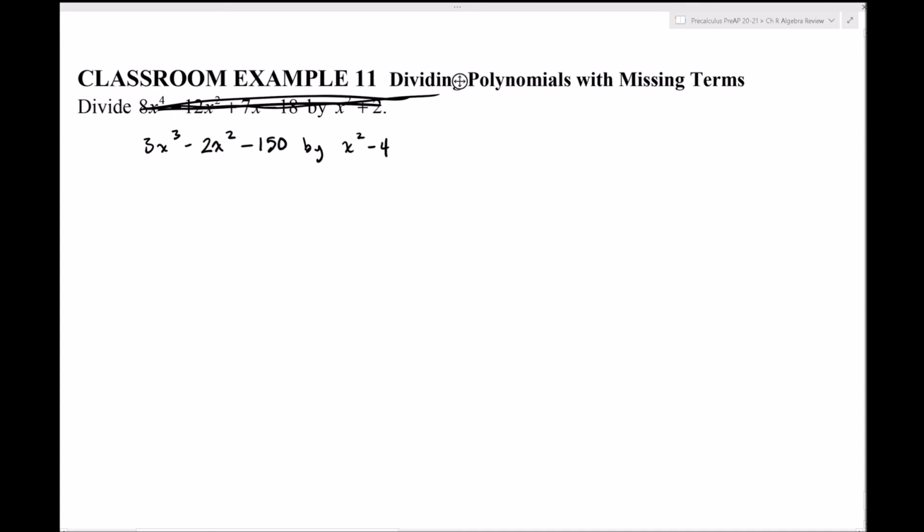So I took that out of the textbook, found a similar one. It won't be one of your homework problems. I took it out of the actual textbook pages before the homework. They always have extra examples in the teacher's edition. So 3x cubed minus 2x squared minus 150, that's getting divided by x squared minus 4. The reason being is because I've already used this problem in the lecture notes during class synchronously.